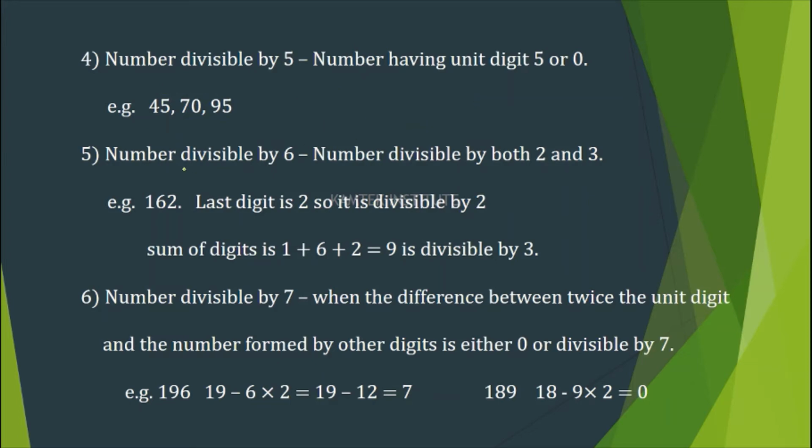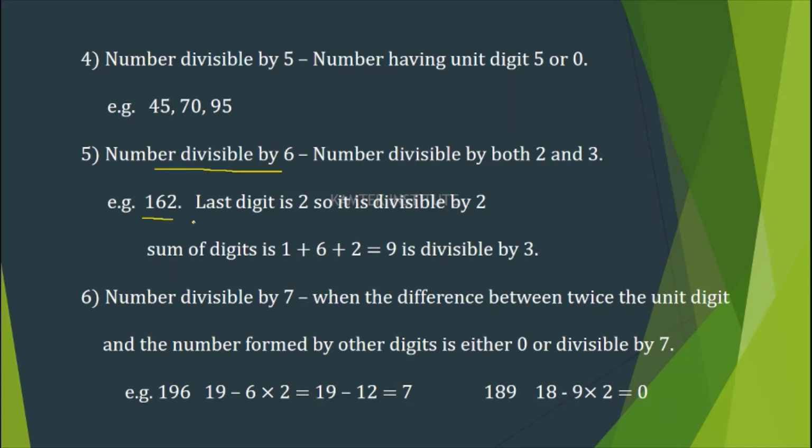Then we come to the next number. How do we check whether a number is divisible by 6? When the number is divisible by both 3 and 2, then that particular number is also divisible by 6. Supposing we have a number, say 162. We'll independently check whether this number is divisible by 2 and 3. If it is divisible by both 2 and 3, then this number is also divisible by 6.